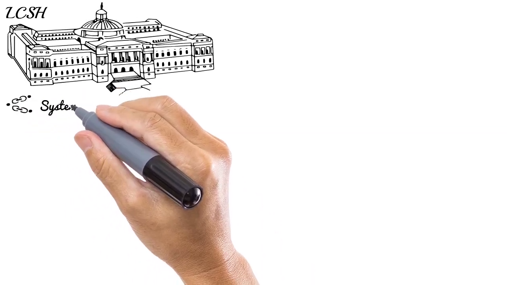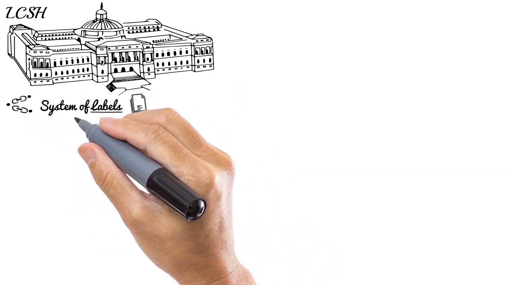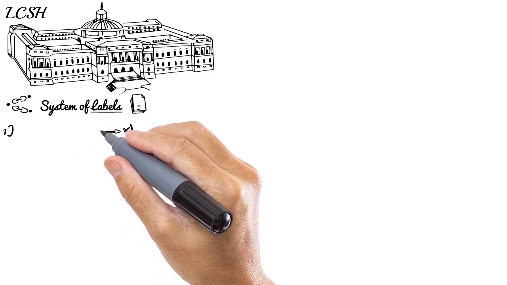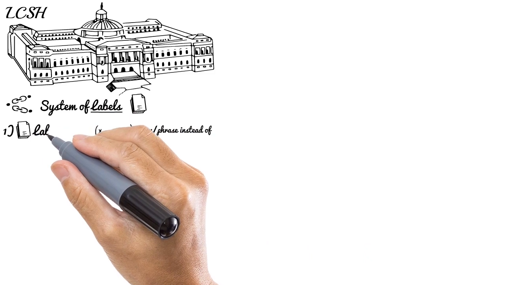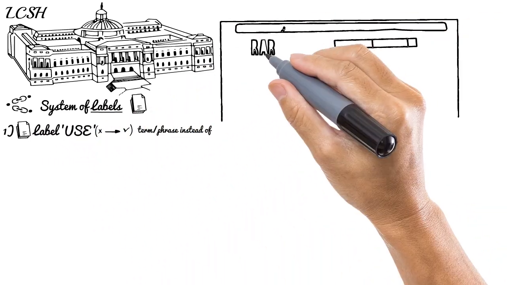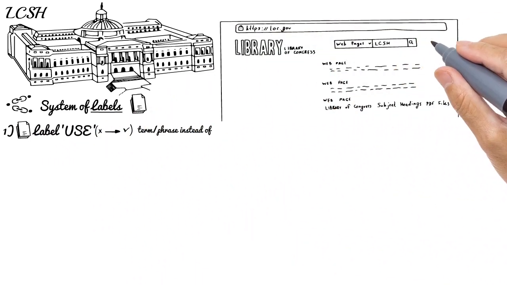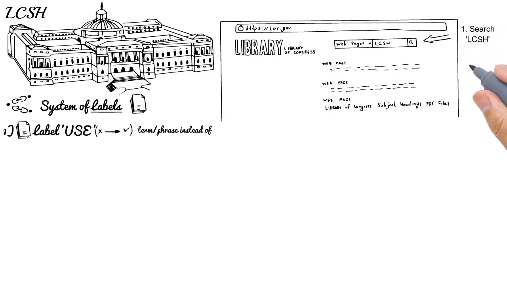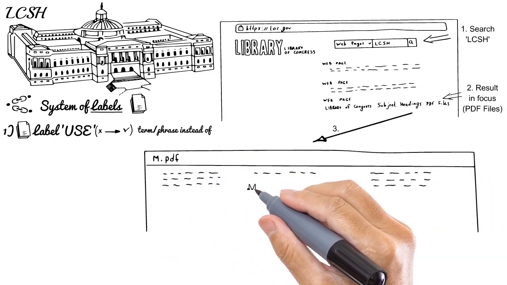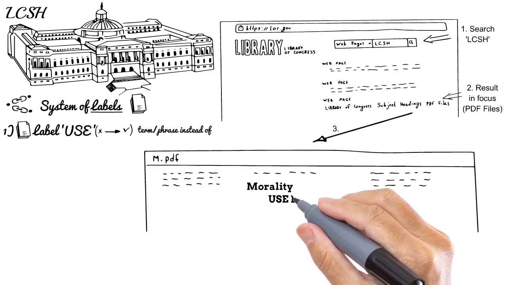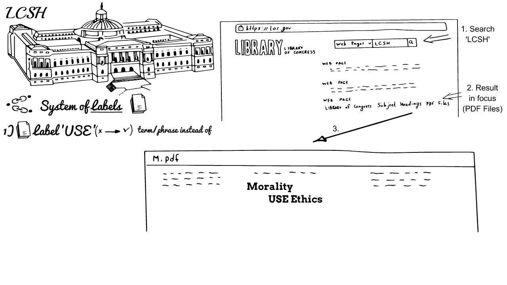Using a system of labels. The first rule is to specify the only term or phrase to be used instead of another one. A special label, USE, was assigned to solve this task. For example, if you download a list of terms and phrases starting with the letter M from the internet and look up morality, you will find a note to use the term ethics in the catalog for searches instead of the term morality.